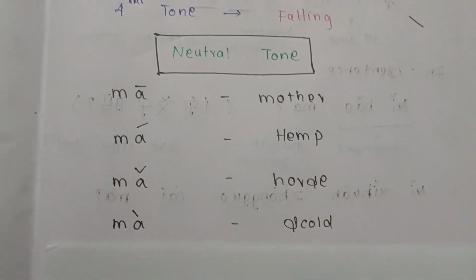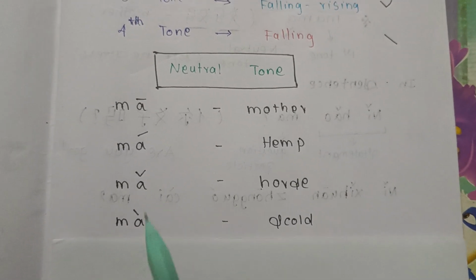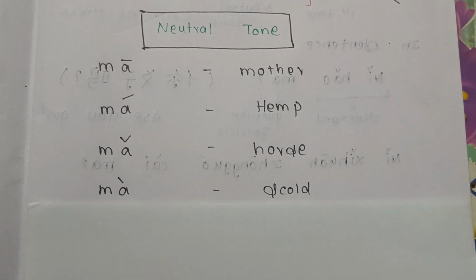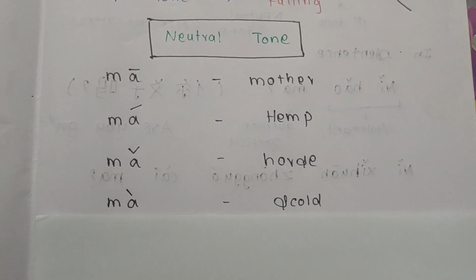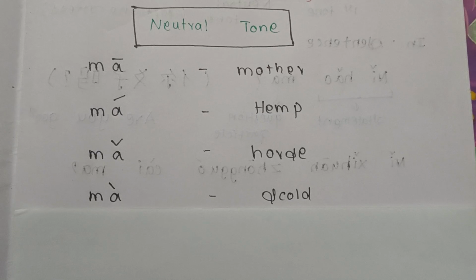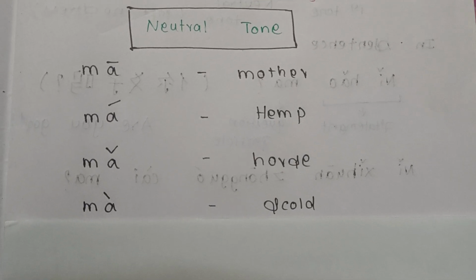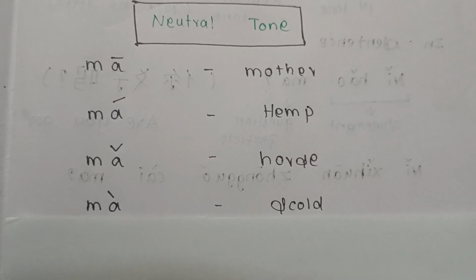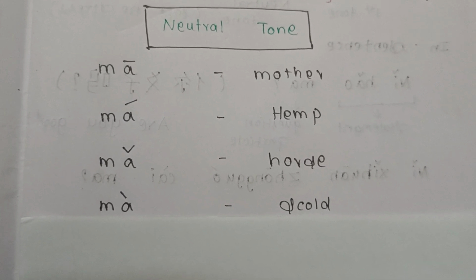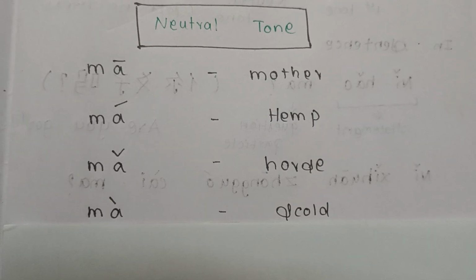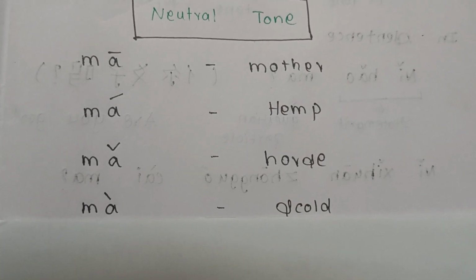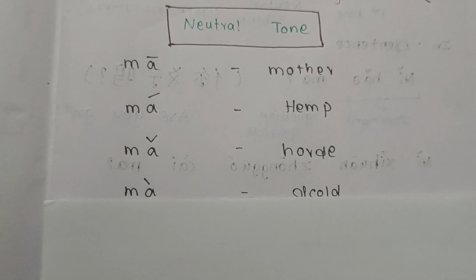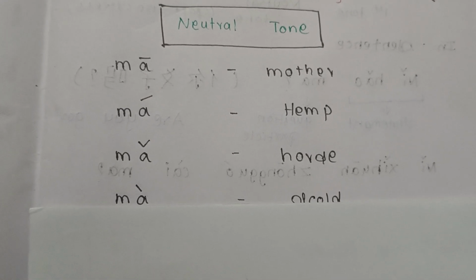The second tone is rising. Ma, ma. Repeat after me. Ma, that means hemp. Hemp is a plant, a variety of the cannabis plant species. From this plant, we can get clothes, ropes, paper, oil, and also food products.